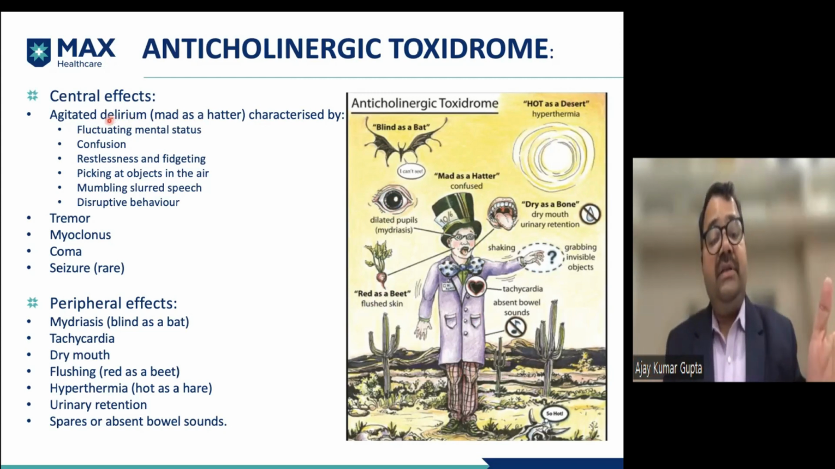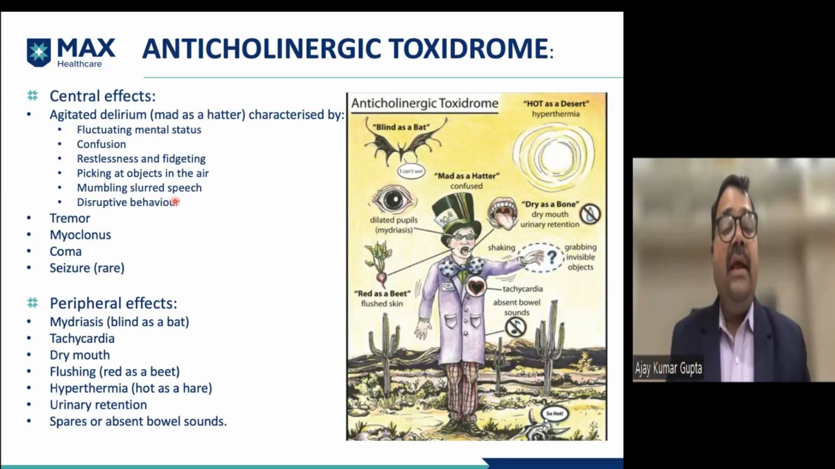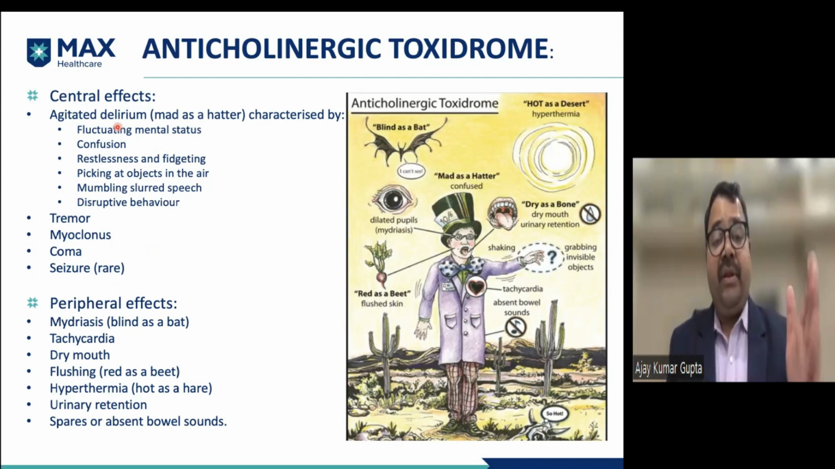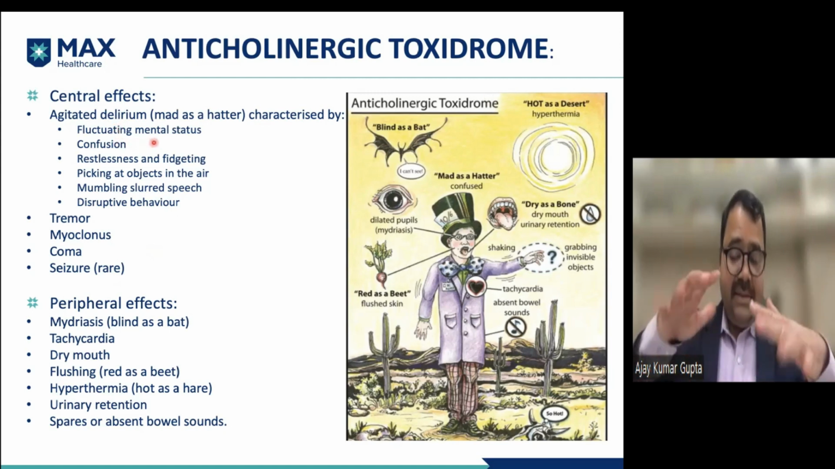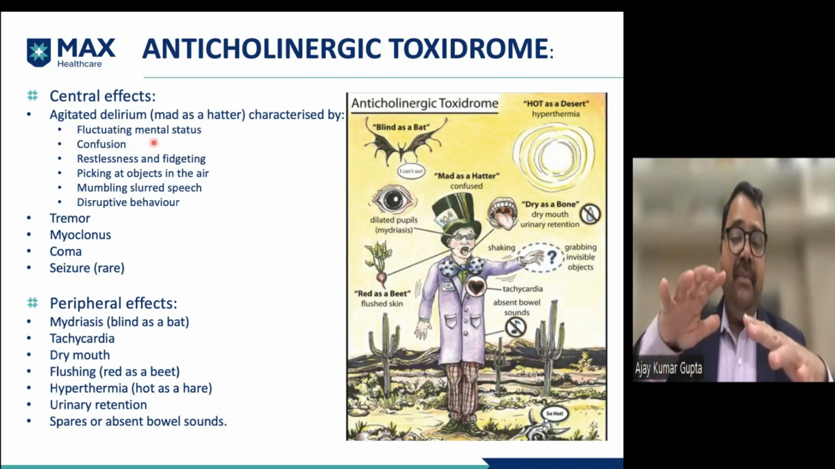So these are the central effects. If we talk about the central effects and the peripheral effects, we have some central effects and then we have the peripheral effects. In the central effects, we have agitated delirium, like I was just mentioning about mad as a hatter. So what we mean when we say mad as a hatter is that there is a fluctuation in the mental status.